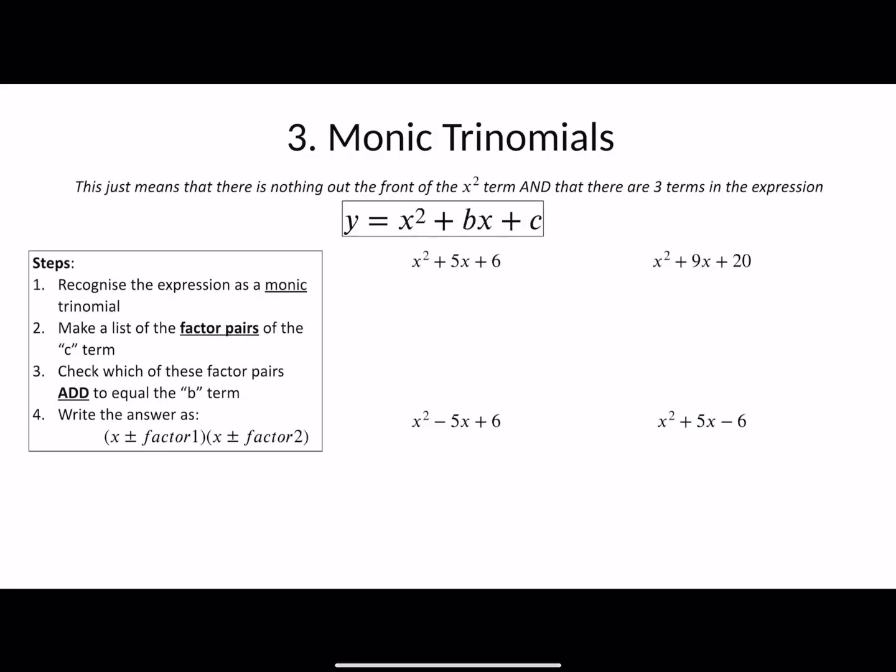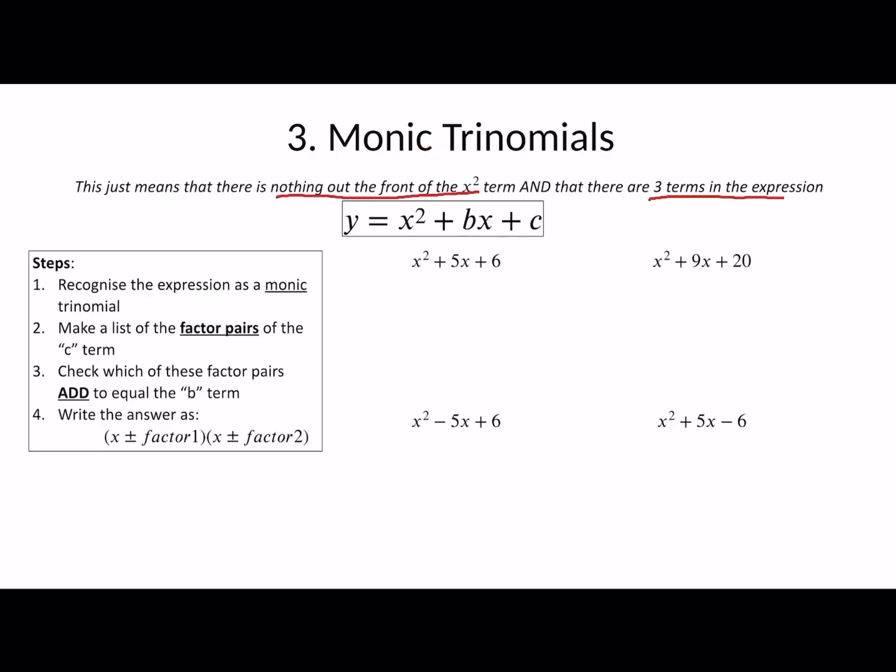Number 3 out of 5 now. Monic trinomials. Now, that's just a fancy word, but it just means you've got 3 terms and there's nothing out the front of the x squared term. Well, not technically correct. That means there is a 1. You've got 1x squared there, but we don't write the 1, so it's considered monic.